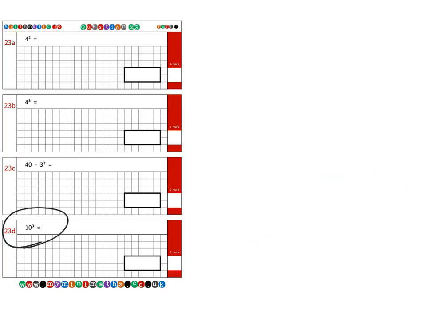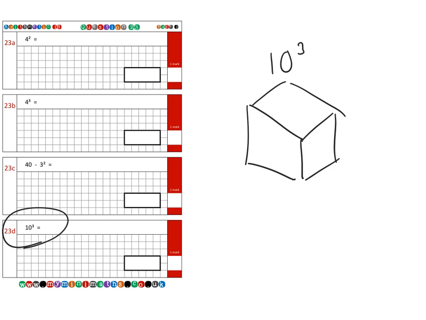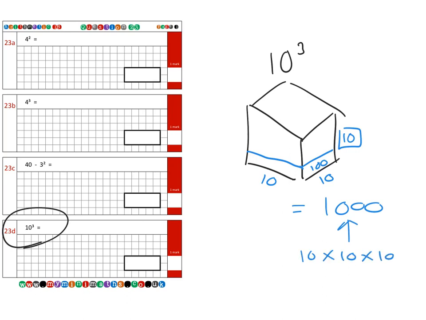And finally, we're on to question 23d, which is 10 cubed. So again, if we take a cube, and we know that it measures 10 by 10 by 10, we know the bottom layer is 10 rows of 10, so that's 100 altogether, and then we have 10 of those, so we have a final answer of 1000. And inside here we have the calculation of 10 times 10 times 10 to give us that final answer.